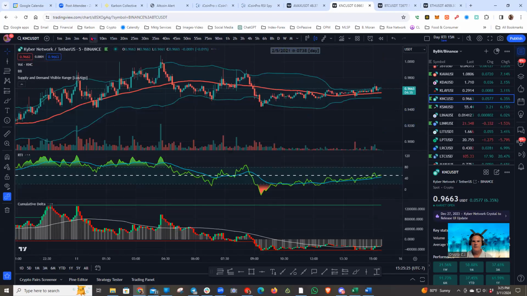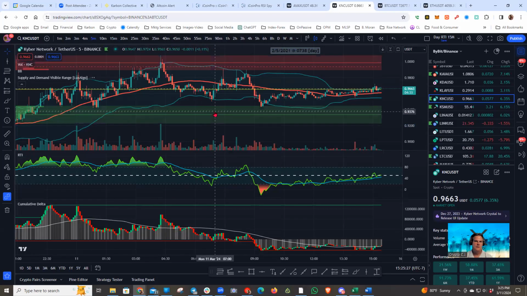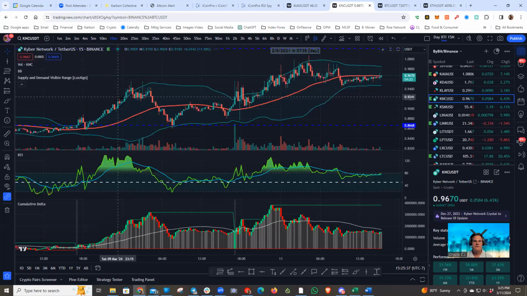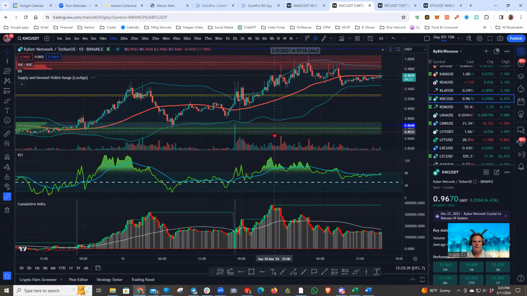Quick look at the 5-minute for a day trade. Kind of a no man's land here. Could set a price alert in the green zone here around 94 cents. On the 15-minute, on the RTI, it hasn't dipped below the 20.